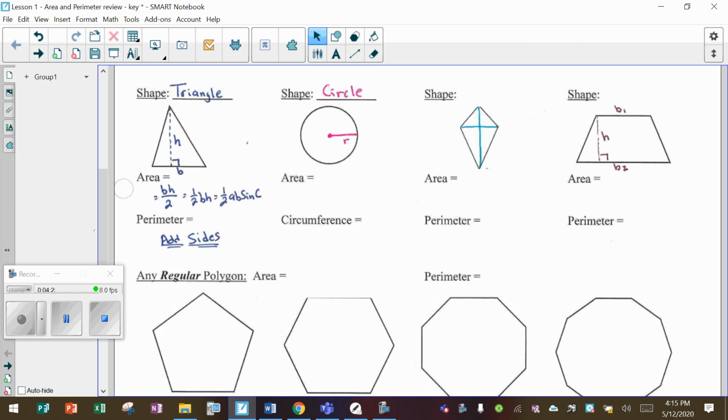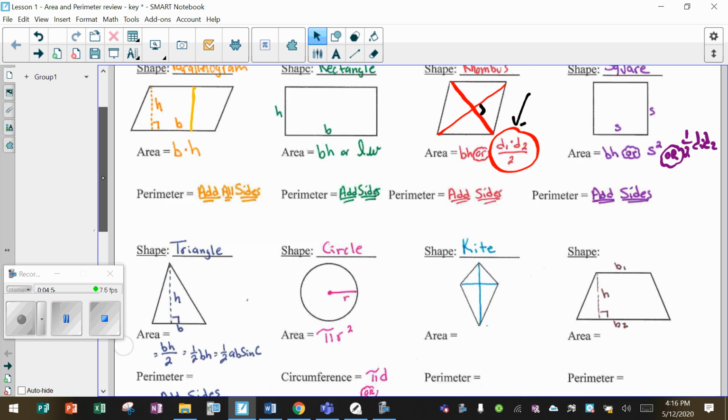Then when you have a circle, some of you remember pi r squared. Some of you remember 2 pi r. Some of you will remember pi d. Pi r squared is the area. Pi d, or 2 pi r, is the circumference. There is no such thing as 2 pi r squared. That is people confusing these two formulas into one thing that does not exist. So don't do that.